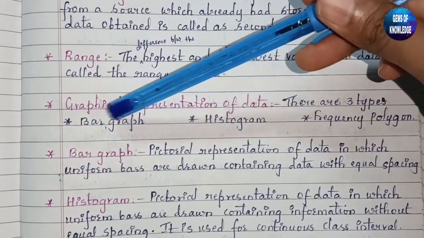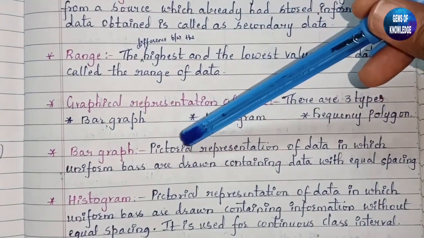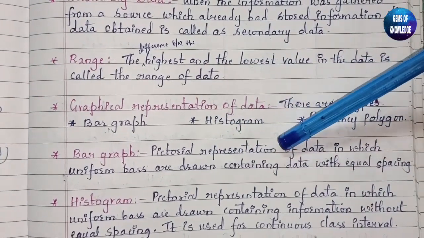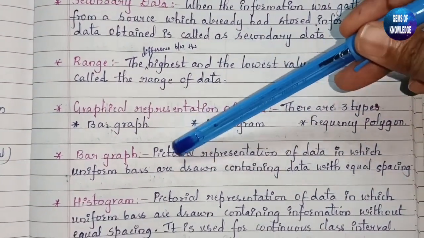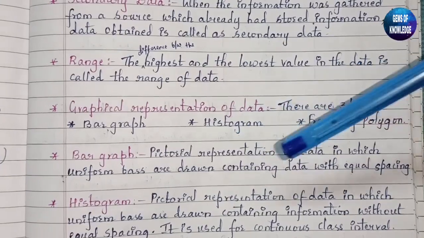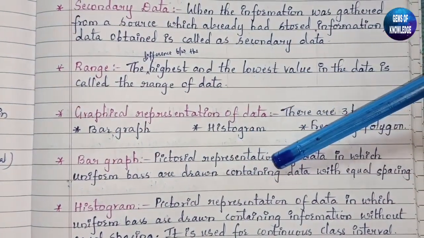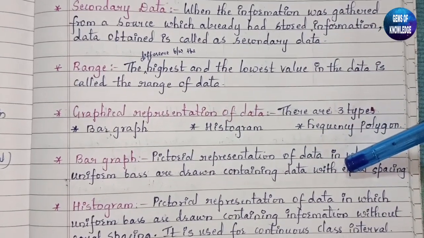So in the first case, bar graph. Bar graph is a pictorial representation of data. Pictorial in the sense picture representation. This is known as pictorial. It is a picture representation of data in which uniform bars are drawn containing data with equal spacing.